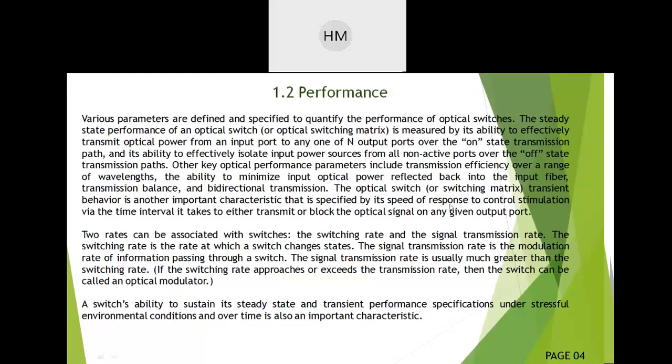Yes, it is WDM, wavelength division multiplexing. Because F is equal to C by lambda, it becomes very easy for communication purpose.